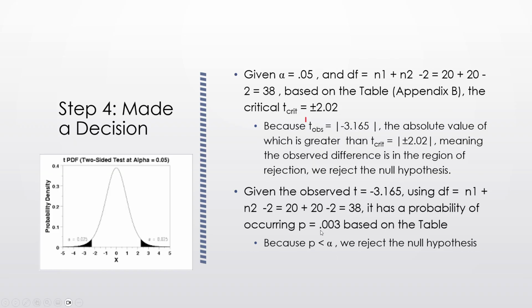is p equals 0.003. In step 4, with all the information, we reject the null hypothesis since p is lower than alpha equals 0.05. And the observed t-value is beyond the critical values. Either way, we know that if the same study were repeated as many times as possible, the chance of observing a 5-point difference between the two samples is lower than the significance level of 0.05.